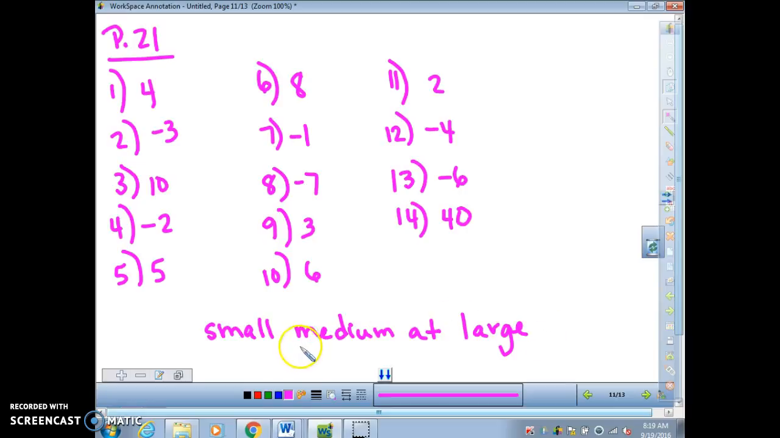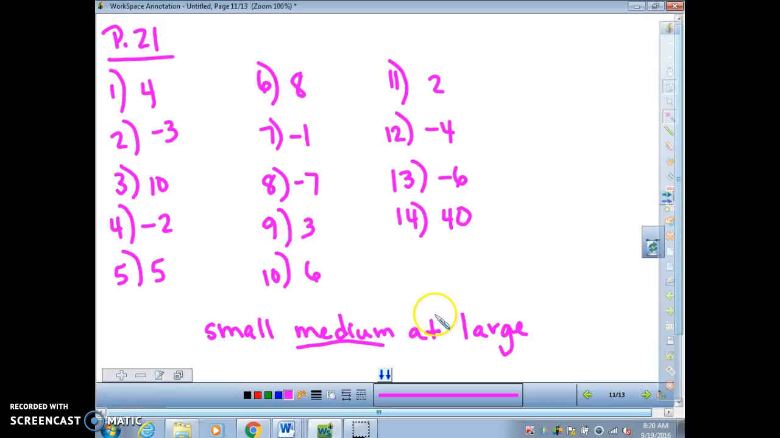Y'all know that a fortune teller is sometimes called a medium? Y'all watch Long Island Medium, don't you? I don't. Do you really? Well, you know she's like a fortune teller or whatever, so yeah.